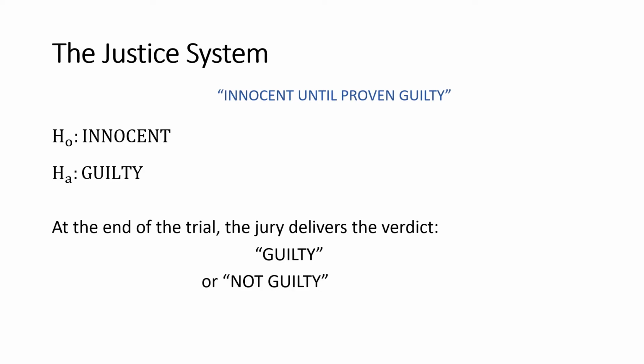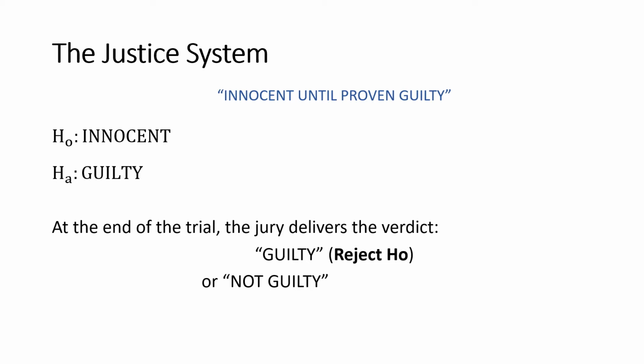Now, what does that actually mean? Guilty means that you reject the null hypothesis. You're going into this assuming that the person is innocent. So if you come out at the other end and the jury says guilty, that means they have enough evidence to prove that they are guilty. We're going to reject that they're innocent and we're going to conclude that they're guilty.